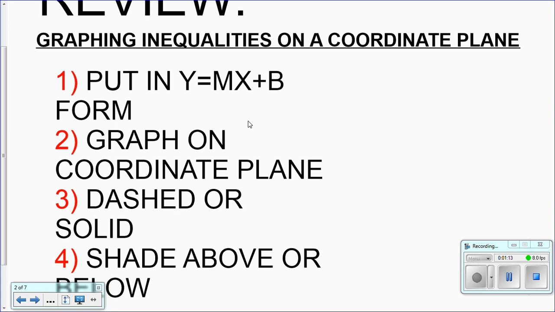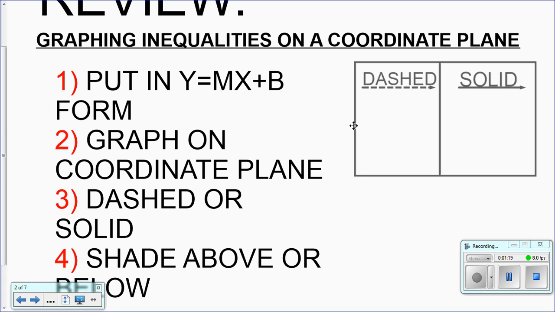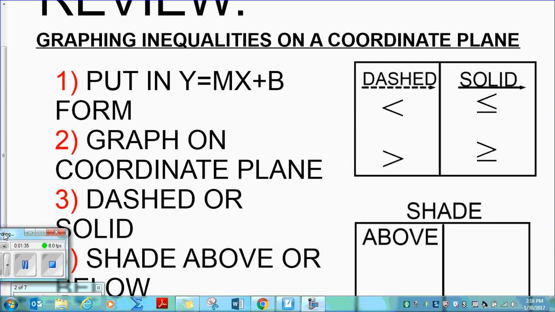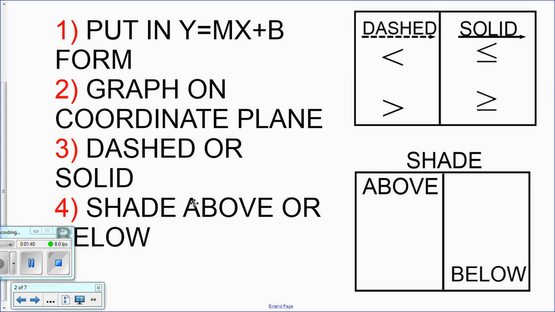But, in case you forgot about dash versus solid or shaded above versus shaded below, I got a little thing. Here you go. Remember, it is a dashed line when we have less than or greater than, no equal to, and it is a solid line when we actually do have an equal to. Okay? And then shading above or below, wow, I'm running out of room. Sorry. Oh, let's go, there we go. We shade above when we have a greater than or equal to symbol, and we shade below the line when it is less than or equal to. Okay?